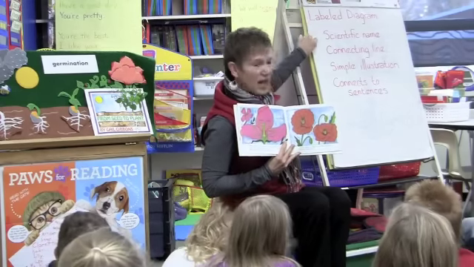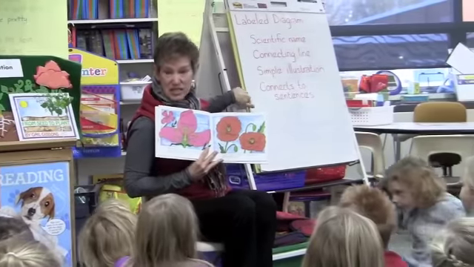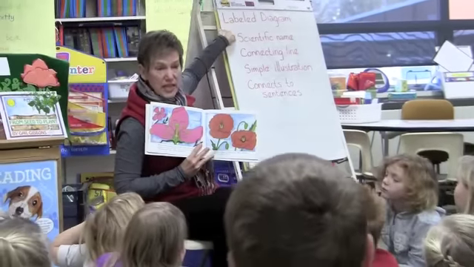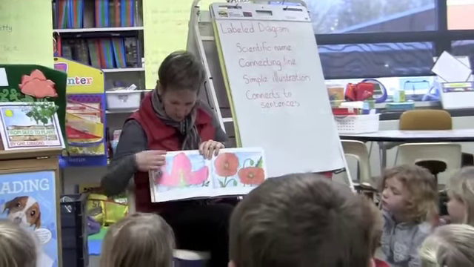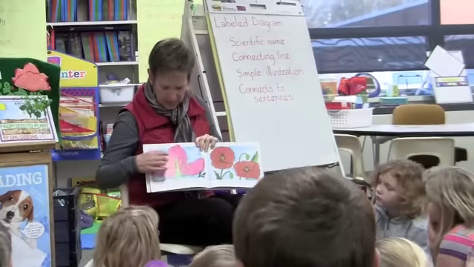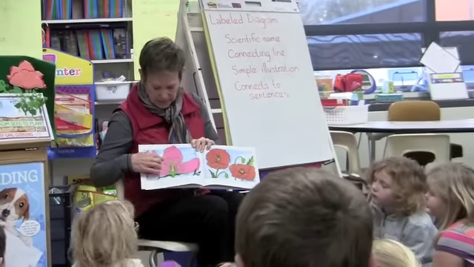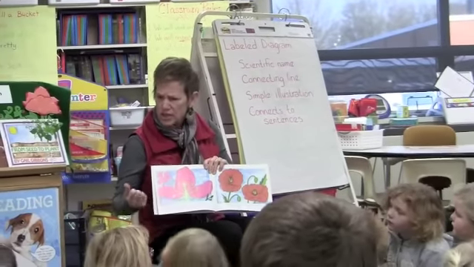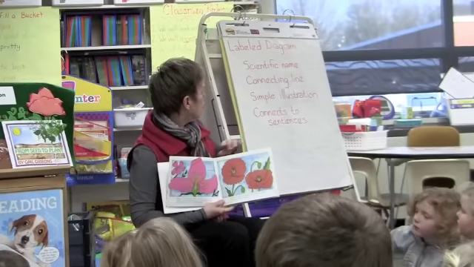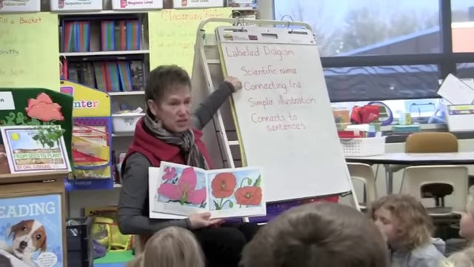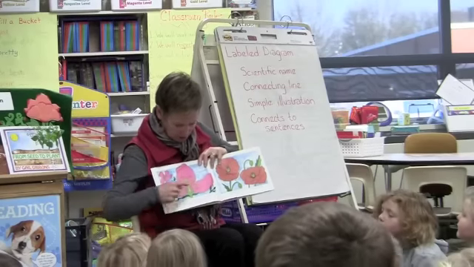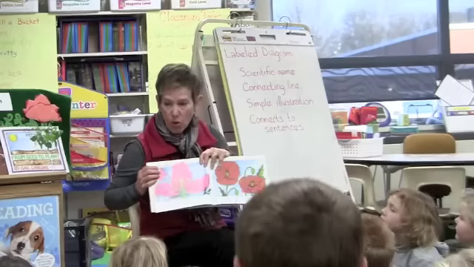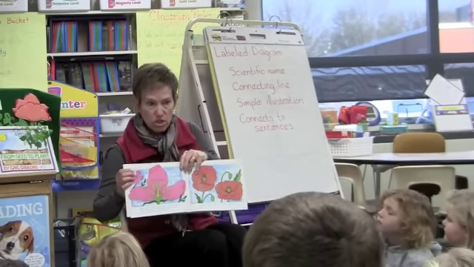Over here, I've listed the things that Gail Gibbons did in her diagram. She used scientific names, and when I look at the diagram, I see words like stigma, stamen, and pistil. Those are good science words that I need to know. She also used a connecting line, from the word to the part of the picture, so I know exactly what part she's talking about.